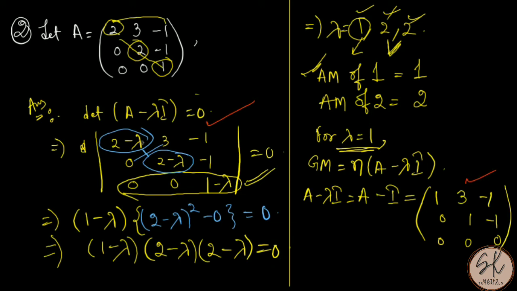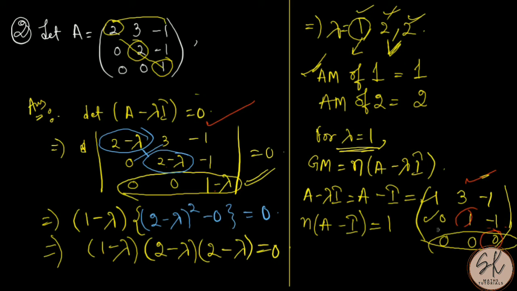When lambda equals 1, this is 2 minus 1, 1, then 2 minus 1, which is also 1, and 1 minus 1, 0. This is how we got this. Next, we got A minus lambda I. Now we have to find the nullity of this matrix. As we can see, there is only one row of zeros, therefore its nullity is 1. So the nullity of A minus I is 1, and this is its GM, the geometric multiplicity.